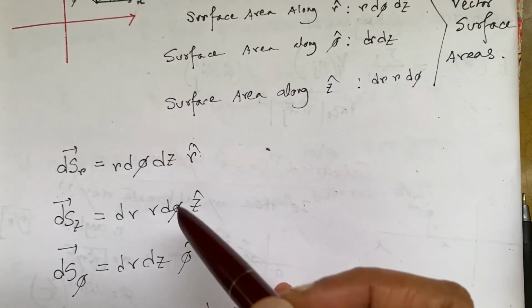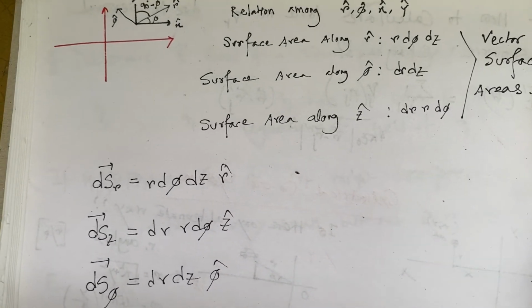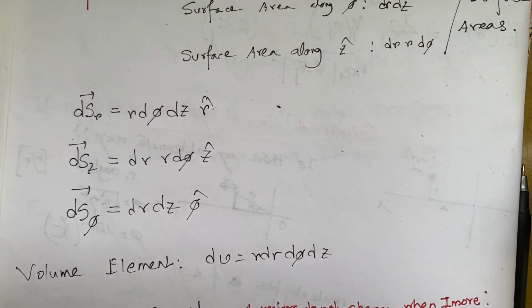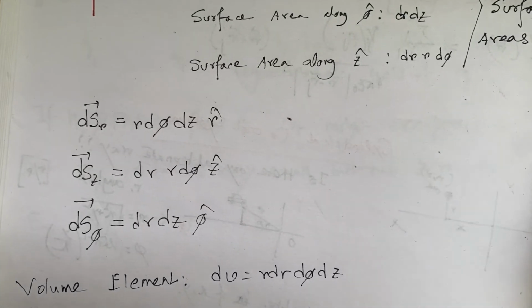I have formally written the surface areas along r hat, z hat and phi hat directions. What will be the volume element? The volume element will be simply r dr d phi dz.